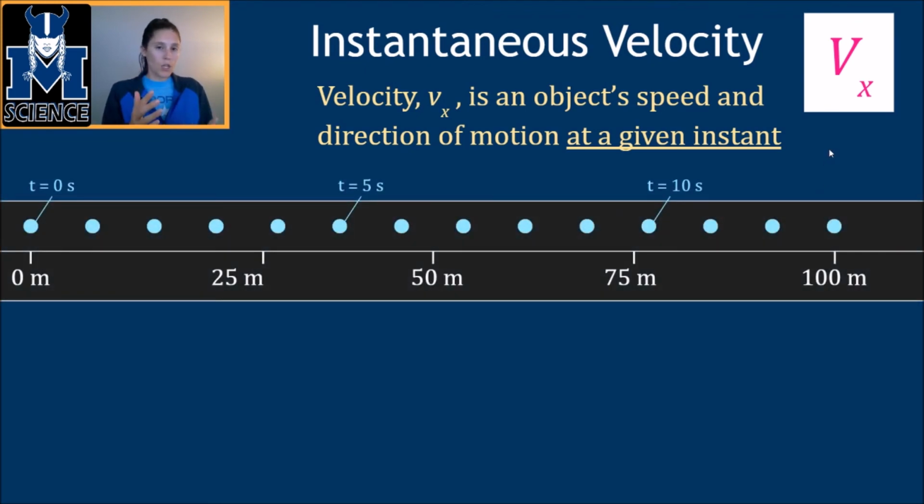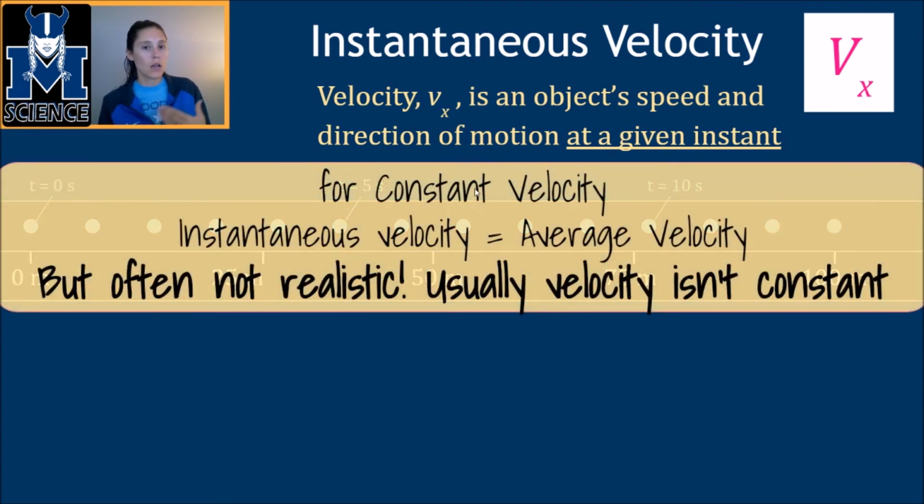For an object like the ones we looked at last video that has constant velocity, on a motion dot diagram, if you have equal spacing, you know that means constant velocity. So in that case, the instantaneous velocity is going to be exactly the same as the average velocity. But that's not very realistic.